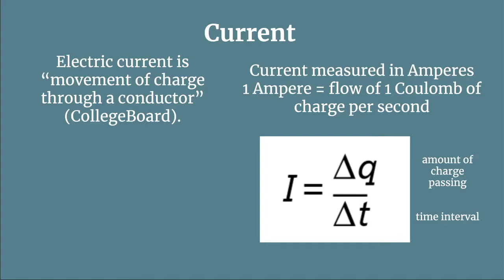Current can be shown as delta Q over delta T, which comes from its literal definition, but we are rarely asked to calculate I this way. Be aware that conventional current is drawn to go in the opposite direction of the actual flow of electrons.